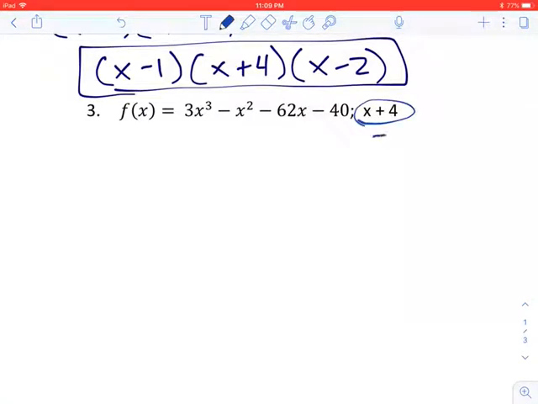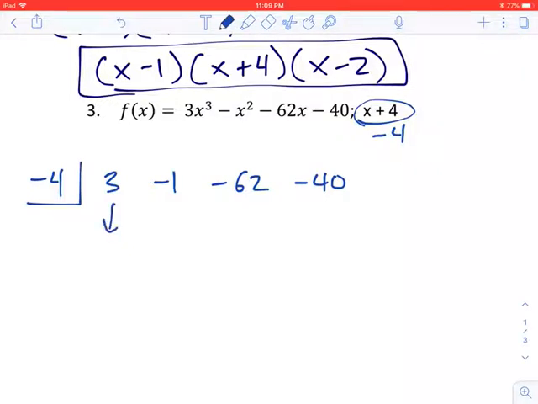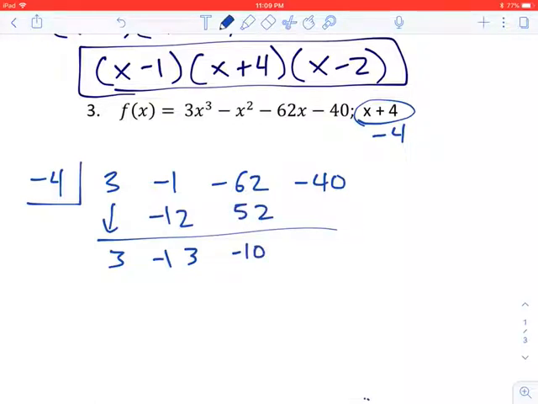Again, x plus 4, this time we have negative 4 for my box number. So 3, negative 1, negative 62, negative 40. Let's go. Bring down the 3. I've got 3 times negative 4 is negative 12. That's negative 13. Oops. Negative 13 times negative 4, that is 52. 52, that's negative 10. Negative times negative is positive 40. Again, 0, so that's good.